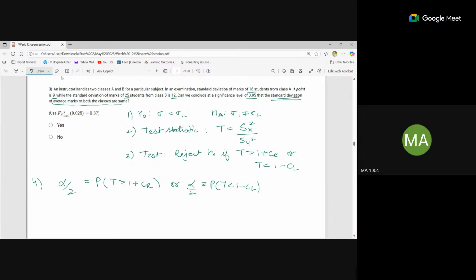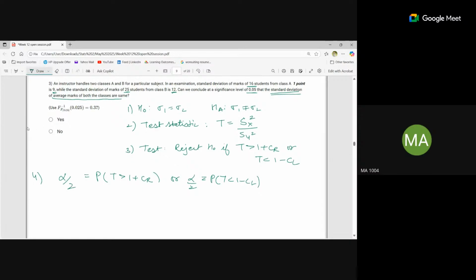So the first thing is, if you see here, what is my value of Sx square? For A, it is 9, correct? And for B, it is 12. So if you see here, my value of SA divided by SB would be less than 1 only, if I divide.